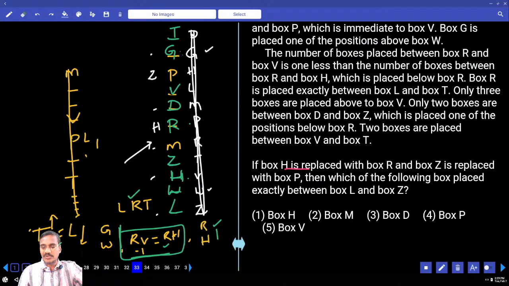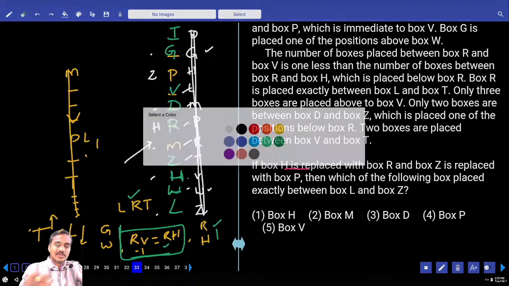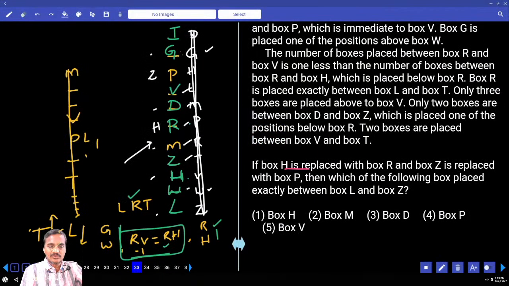Then which of the following boxes is placed exactly between L and Z? In case 1 2 3 4 5 and 6. Now exactly between L and Z. Where is L for us? Z is here. And next, where is L? L is here. Then what are the remaining boxes?